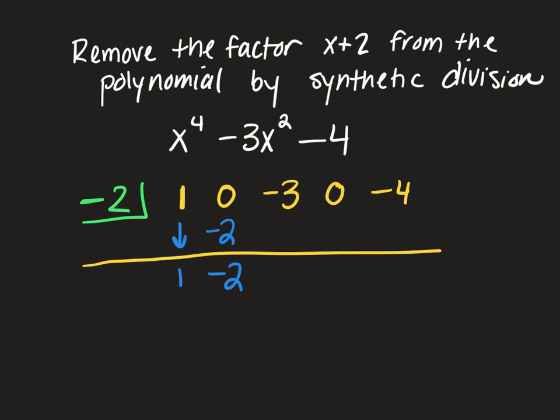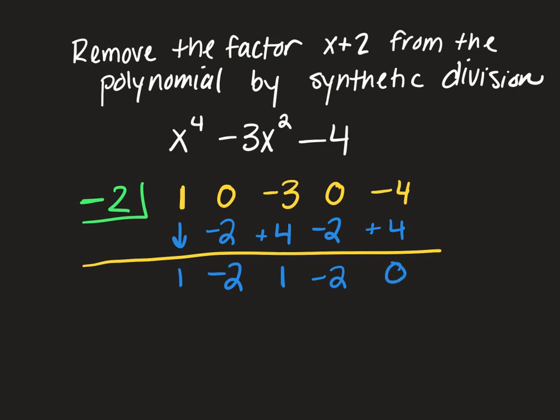Negative 2 times negative 2 is a positive 4. Negative 3 plus 4 is 1. 1 times the green negative 2 is negative 2. 0 plus negative 2 is negative 2. Then negative 2 times negative 2 is a positive 4. And then negative 4 plus 4 is 0.